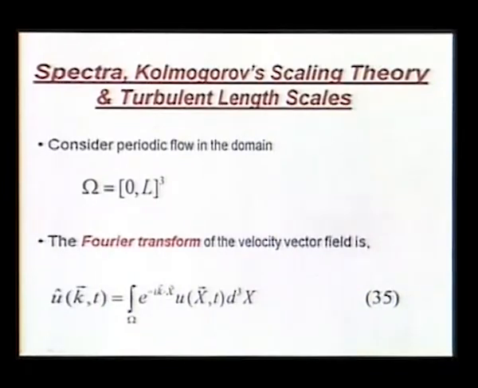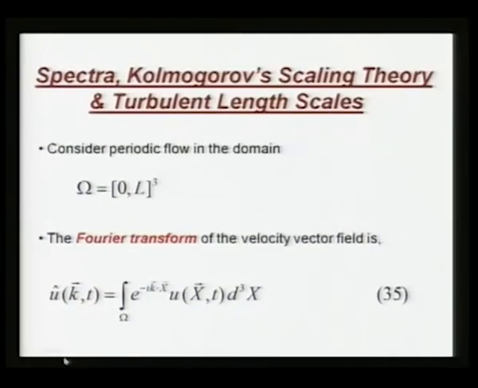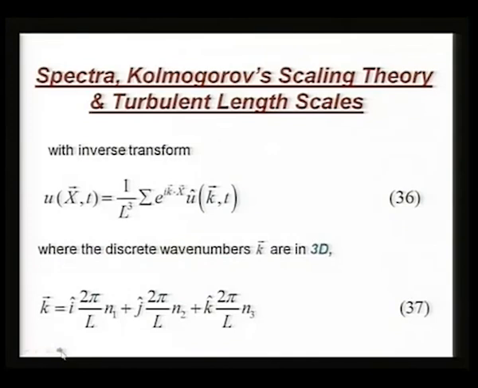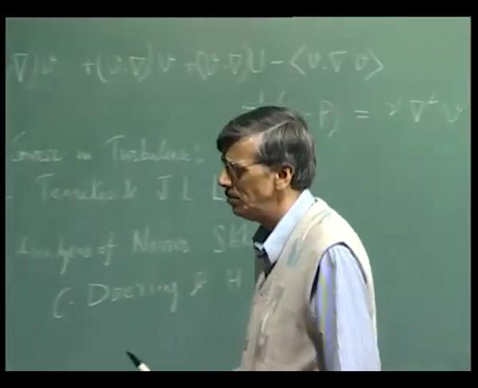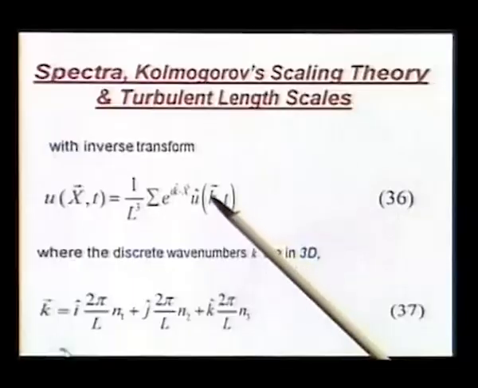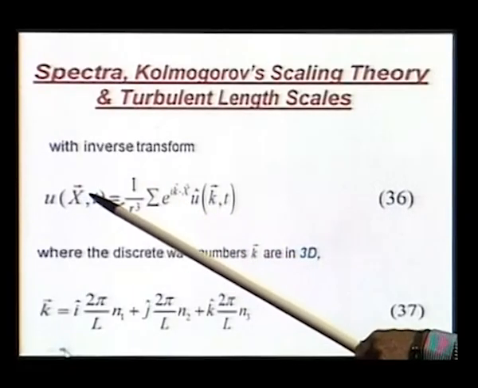So, u hat as a function of wave number k, and of course, k is a vector. So, you could have all three components. Now, I could get the spectrum, or if I have the spectrum, I could perform an inverse transform to get the velocity field in the physical plane.